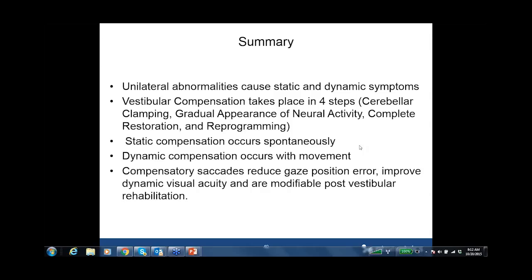I think I want to make a comment. I think that's very interesting. I was at a conference presenting our equipment, and someone came up and asked me to test them. They had had vestibular neuritis in the past. They were completely asymptomatic, obviously, at this conference, but they still continued to have covert catch-up saccades in the VHIT.